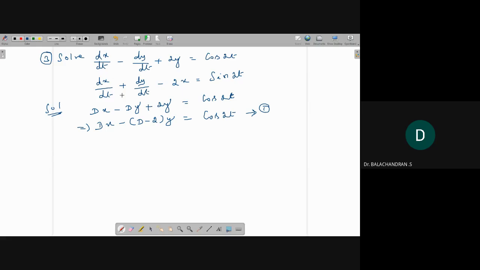Similarly, I will take this equation, that is, Dx plus Dy minus 2x equal to sin 2t. So this implies you have (D minus 2) into x plus Dy equal to sin 2t. This is equation number 2. So eliminate y.